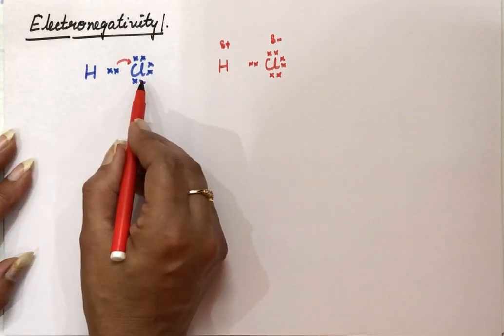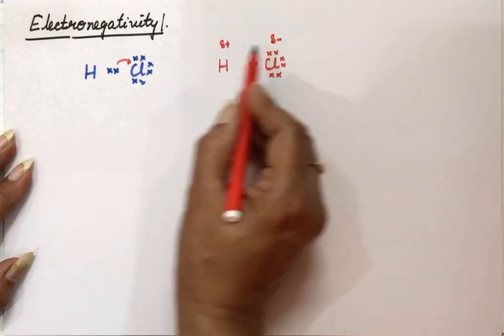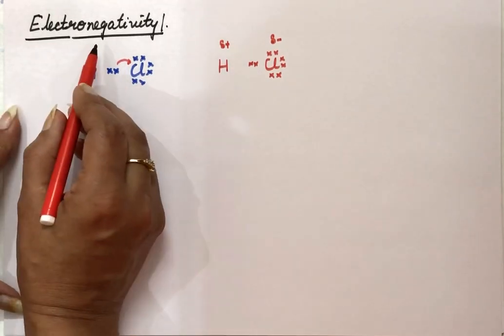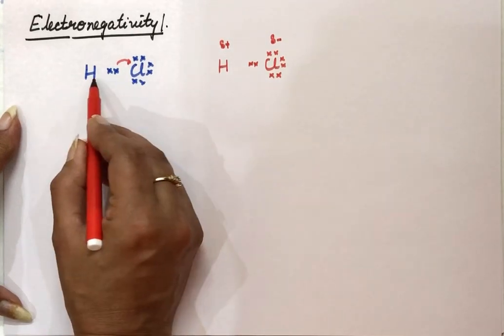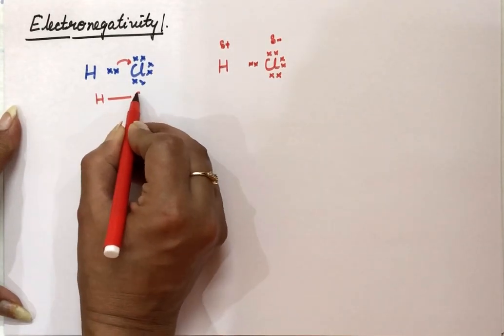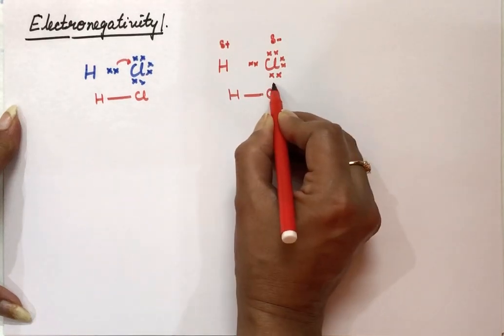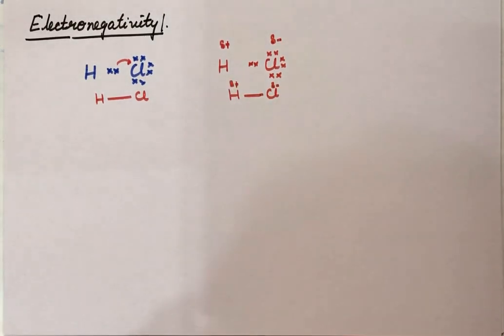So it attracts the shared pair of electrons to its side, and therefore the shared pair of electrons will be displaced to the side of Cl, and hence Cl will get a partial negative charge and hydrogen will get a partial positive charge. So this is known as electronegativity. Because of this electronegativity tendency, the bond between H and Cl, which is a covalent bond, will become partially ionic in nature because this gets a partial negative charge and this gets a partial positive charge.